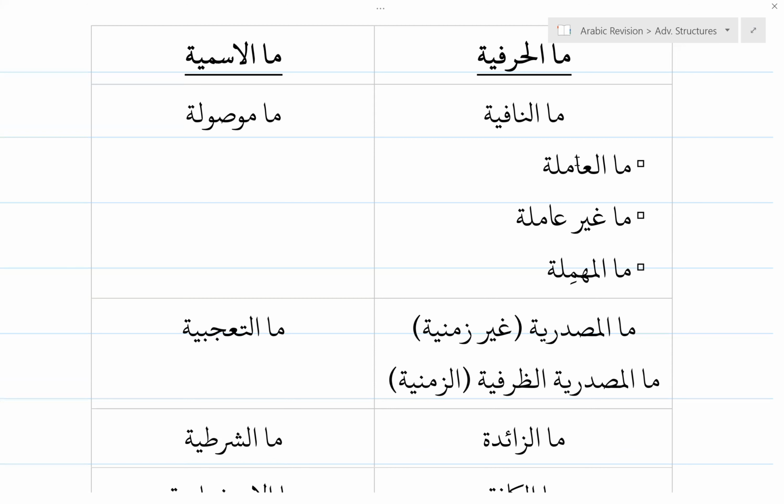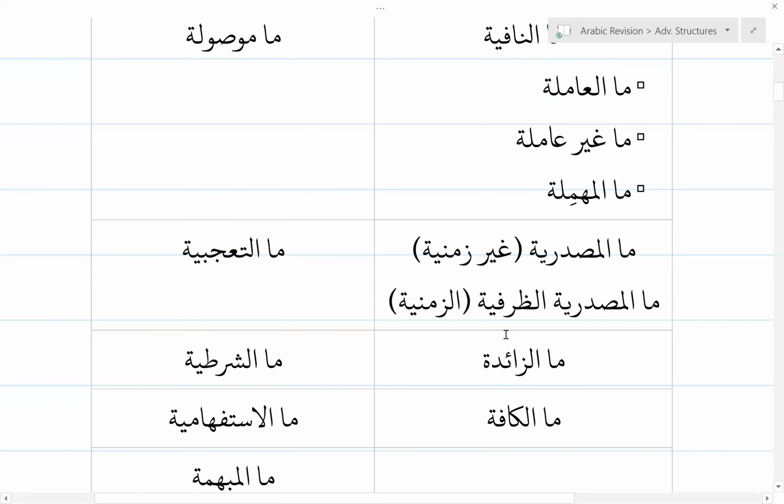So ما مصدرية plus the مضارع becomes مصدر مؤول, becomes the compound ism, and it is treated like a masdar. And we will take a look at what that means. So there are also two kinds of ما مصدرية. You have ما مصدرية زمنية and ما مصدرية غير زمنية. We will see what that means.